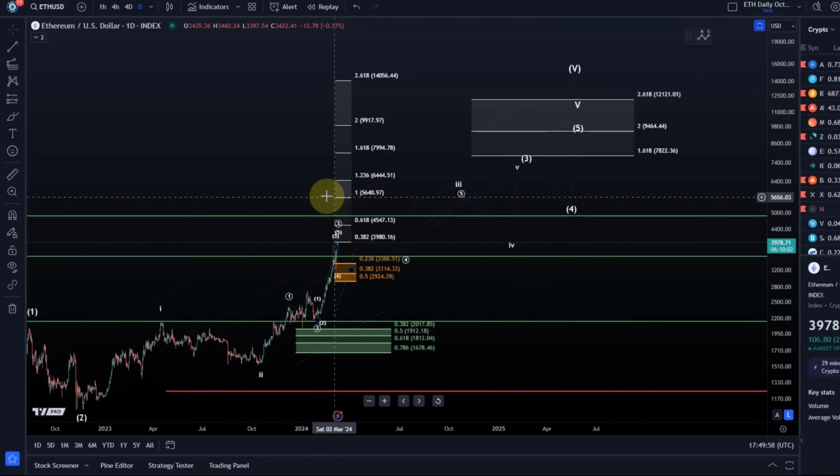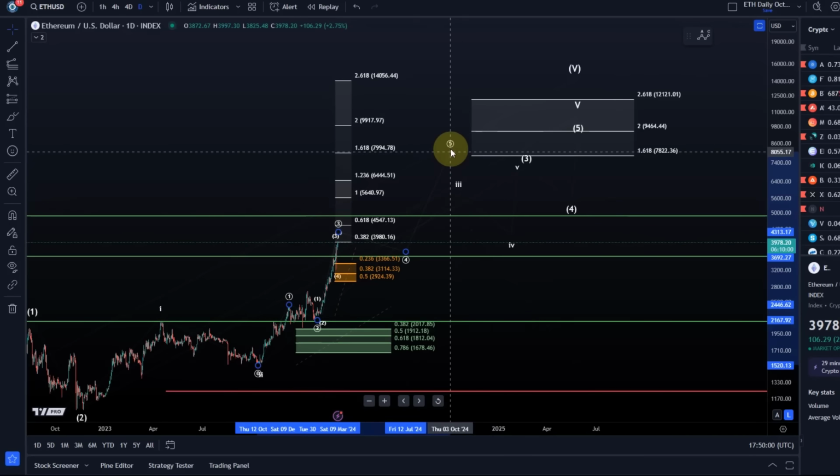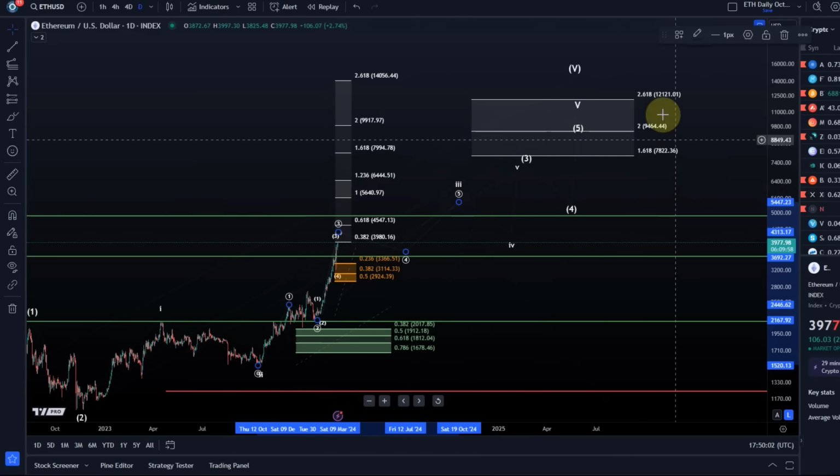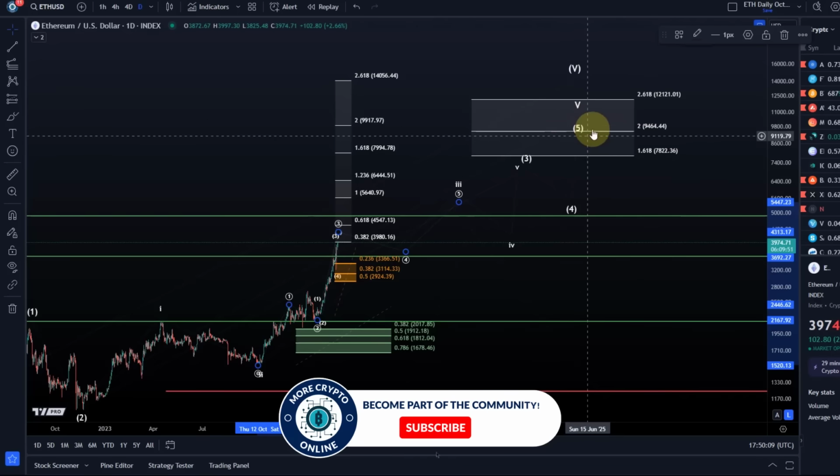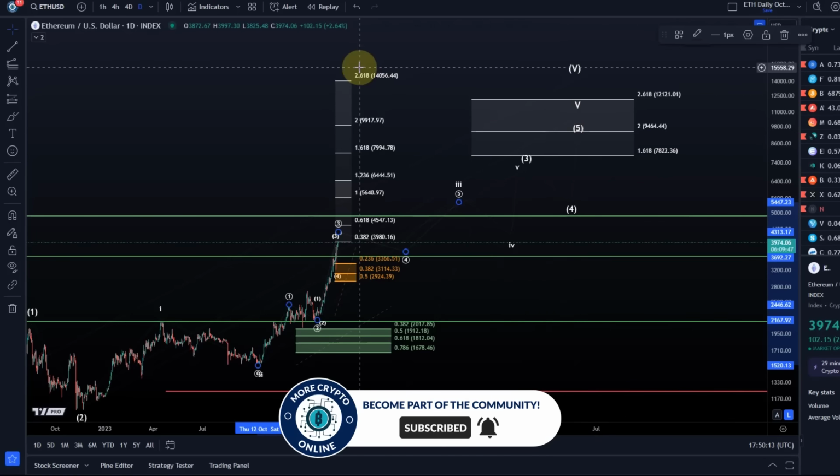So the higher, for example, the third goes, the higher the fifth will go. And so maybe 8 to 12K, I don't know, maybe it's not enough. So it's only a projection anyway. Extensions are always possible, but at least we have something on the chart that we can work towards.